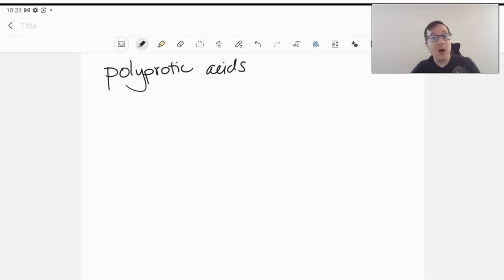Let's talk now about polyprotic acids. These are acids that have more than one acidic proton. For example, sulfuric acid, H2SO4, has two H's, both of which can act as acids. And we're going to see that, in general, most polyprotic acids follow one of two trends, depending on the differences in their Ka values.